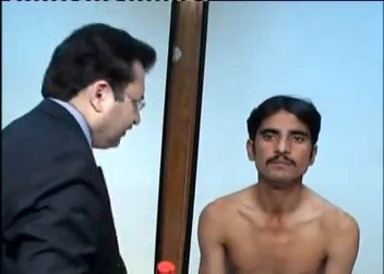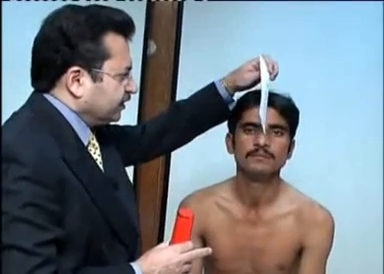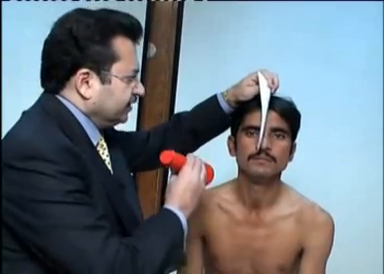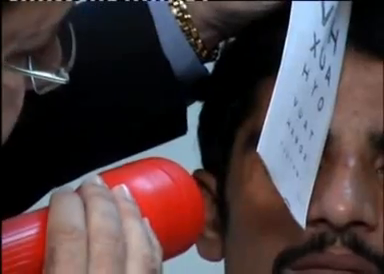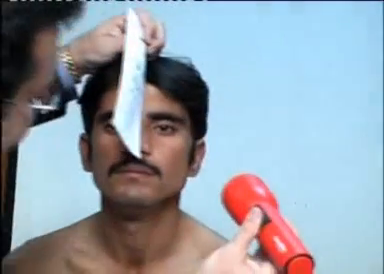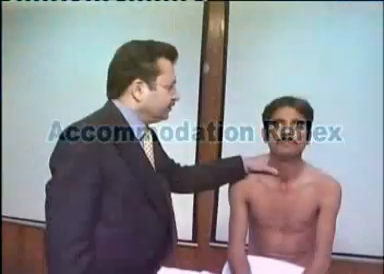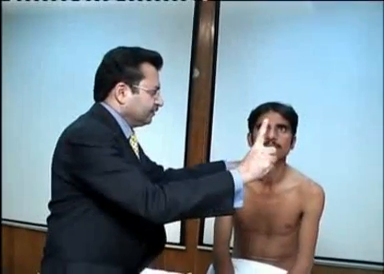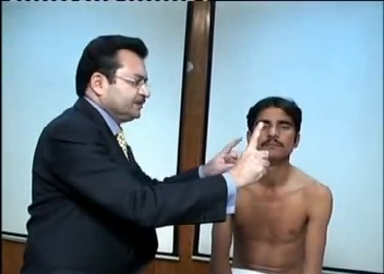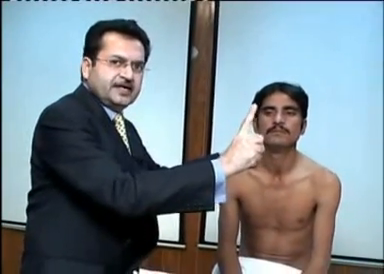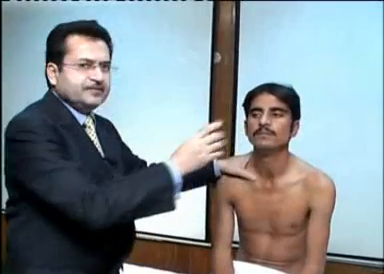For the consensual reflex, what we do is we put a card paper in between the eyes and we shine the light on the right eye and we see that the left eye pupil also constricts, and similarly vice versa. This is called the consensual light reflex. For accommodation reflex, we ask the patient to look straight ahead, and then suddenly he looks at the finger which is kept about 12 inches away, and in this we note that the eyes become convergent and the pupil also constricts, and that is the accommodation reflex.